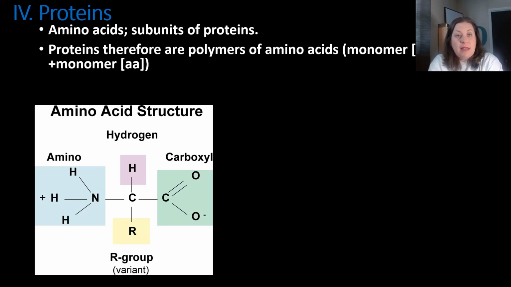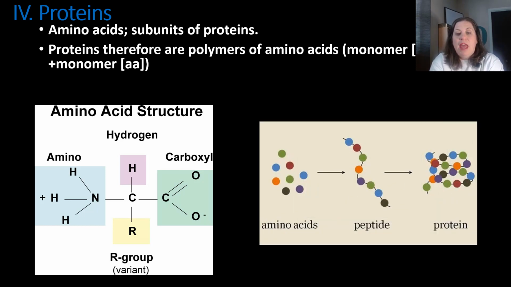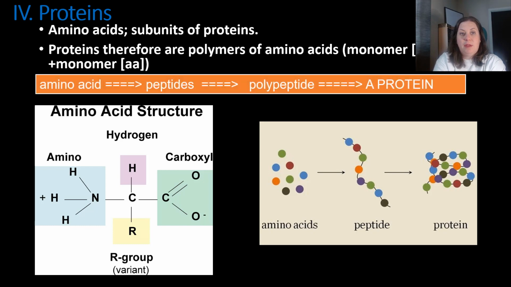You can see that it does have the carbon in the middle, but it has an amino group on one side and a carboxyl group on the other. We also see that there's an R group there that's a variant group. These variant groups are going to help create 20 different amino acid types. The different combination of these amino acids put in a sequence help us create lots of different types of proteins. So amino acids will form together to make peptides. Peptides will form together to make polypeptides, and then eventually they'll fold to make a 3D protein.